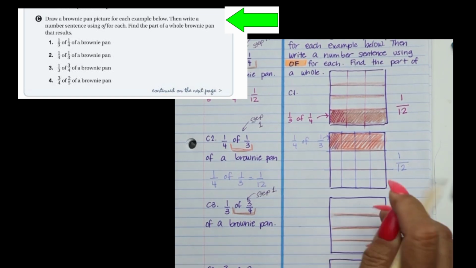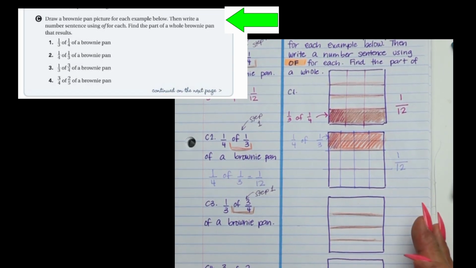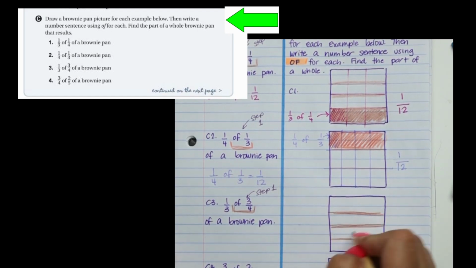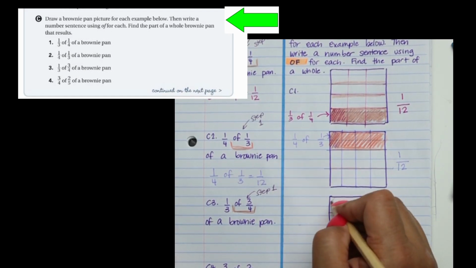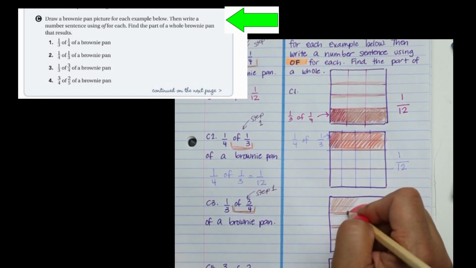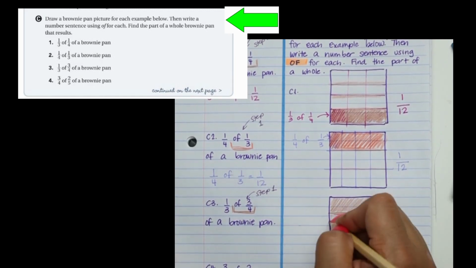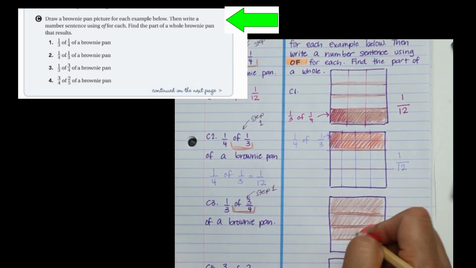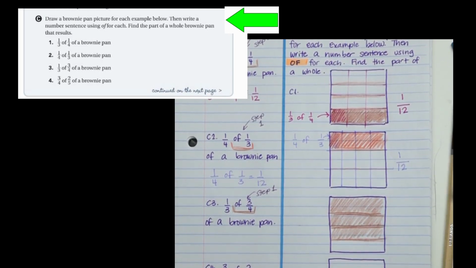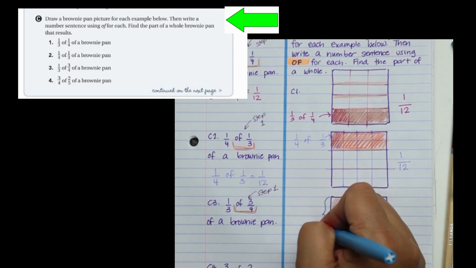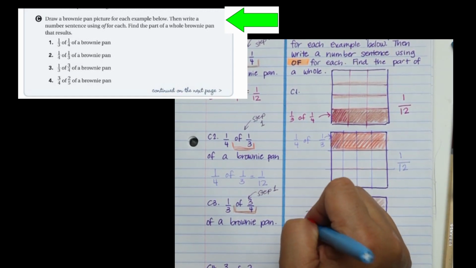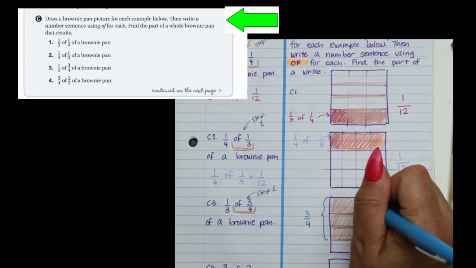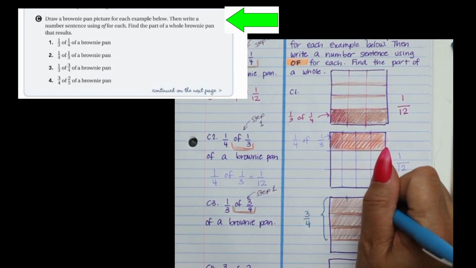So now there are 4 pieces. 1, 2, 3, 4. They're not equal, but that's okay. Now there are 3/4 left. So I'm going to shade in this 1, 2, 3/4. So this is 3/4. But 1/3 of 3/4, how many is that? So I have to divide this into thirds.